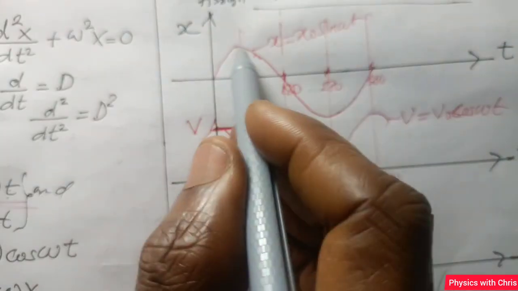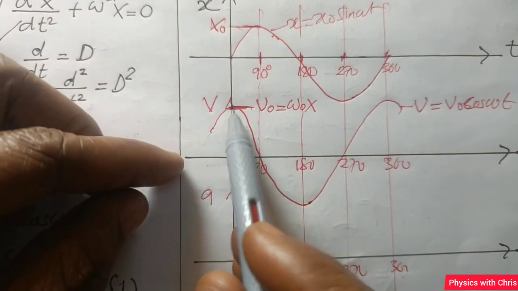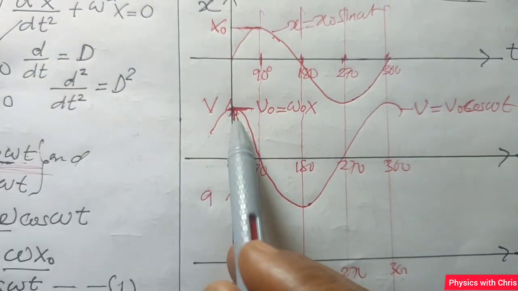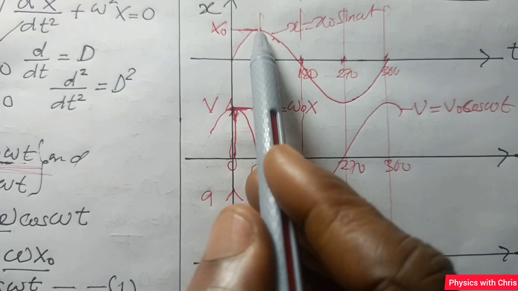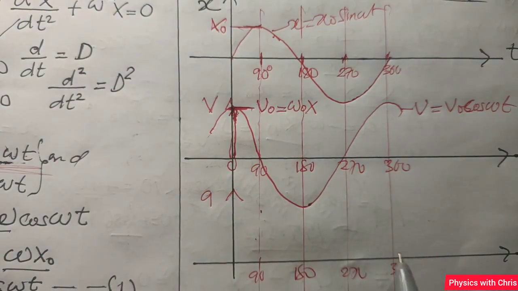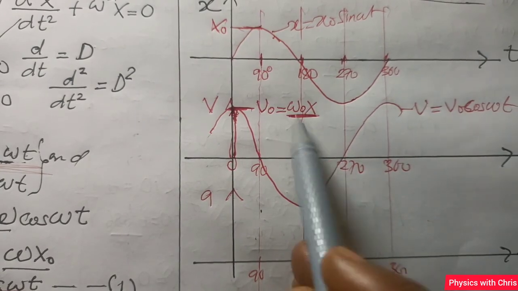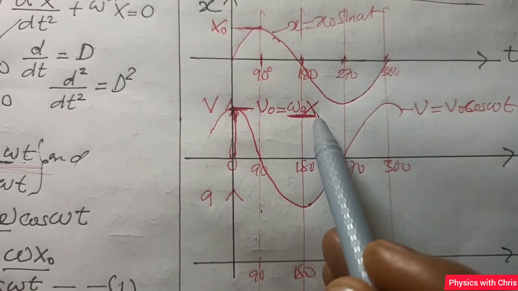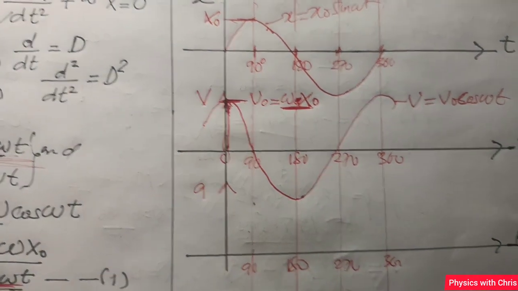And this point here on the displacement time graph is my amplitude x naught. So we expect that the amplitude of the velocity graph will be greater than the amplitude of the displacement time graph, because the amplitude is given by the product of the angular velocity multiplied by the displacement. Sorry, omega times x naught.